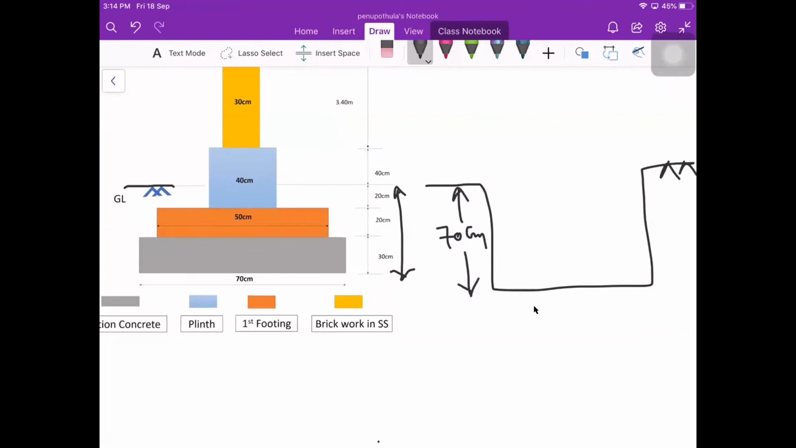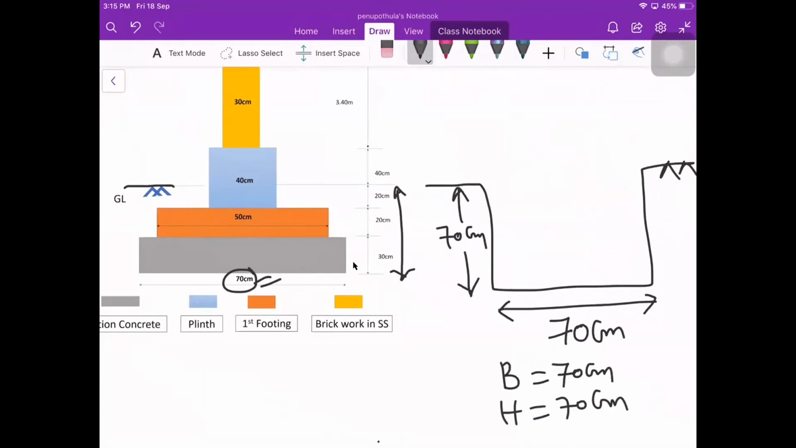Next, the width of it. The width is directly the foundation concrete. How much is the foundation concrete? That much we need to consider here. So the breadth is 70 centimeters or 0.7 meters, and the height is 70 centimeters or 0.7 meters. Then what will be the length?